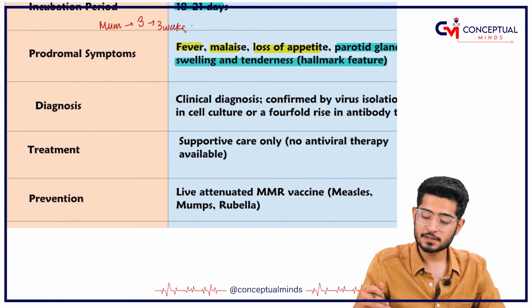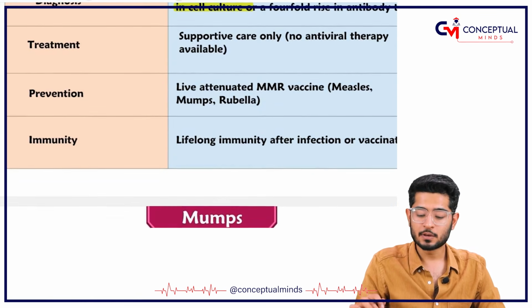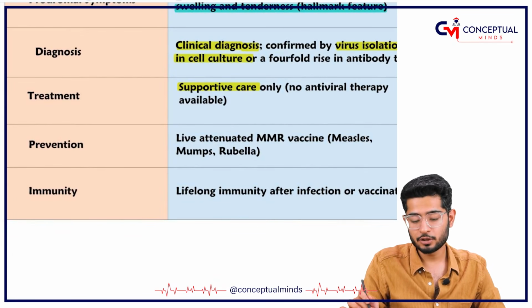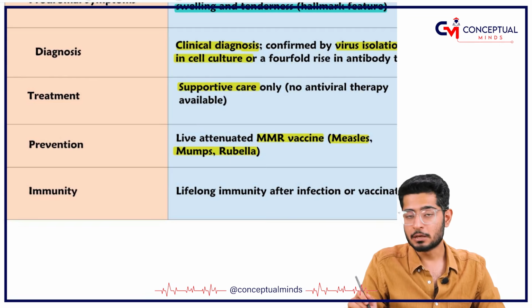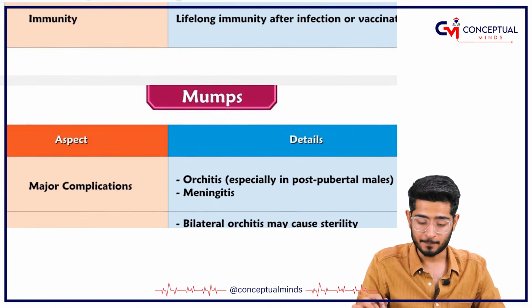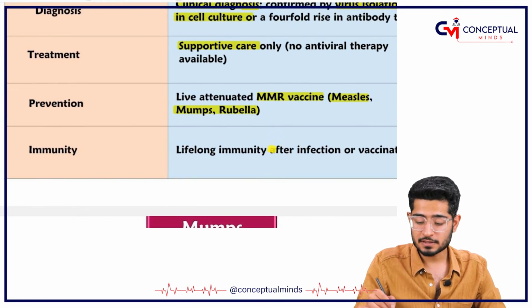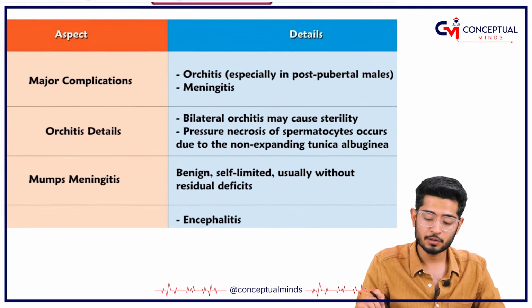So how will you diagnose it? The clinical diagnosis, of course, if not, then virus isolation can be done in the cell culture. What is the treatment? You're supposed to give supportive care only. And how will you prevent? We can prevent with the help of the MMR vaccine, that is measles, mumps and rubella. Immunity: once the child encounters infection, there is going to be lifelong immunity. Once the child is vaccinated, he or she is also going to have lifelong immunity.